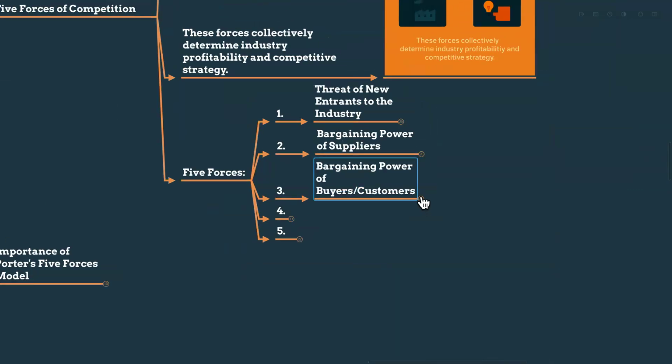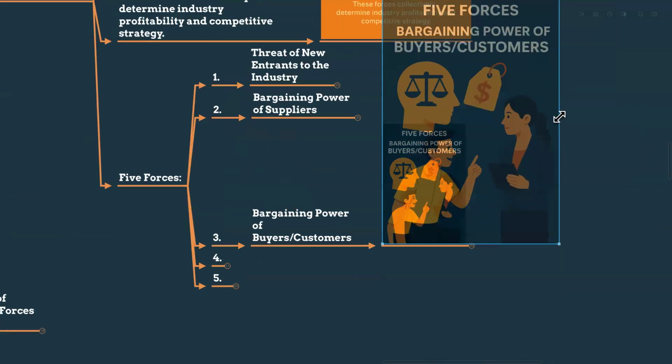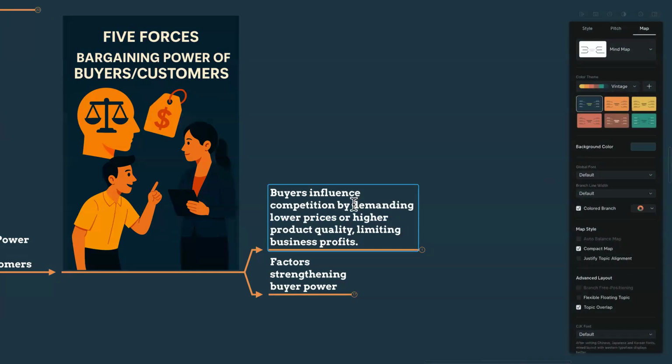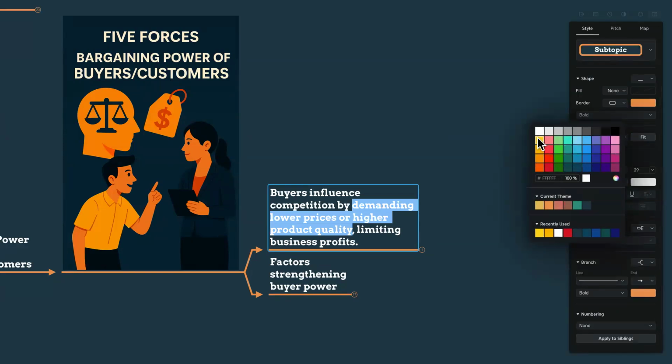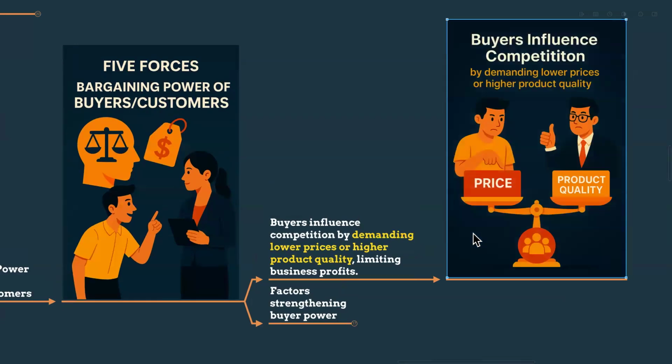And let's talk about the bargaining power of buyers or customers. Our customers, the people who are buying our products or services, if they have more control, the buyers influence the competition by demanding lower prices or higher product quality. That's the problem. If our customers demand lower prices, or the same price with a higher quality product, then it will limit our business profits. Because for higher product quality, we have to spend much money as a cost. So absolutely it will reduce the profit. If they demand lower prices, absolutely we have to reduce the profit margin.